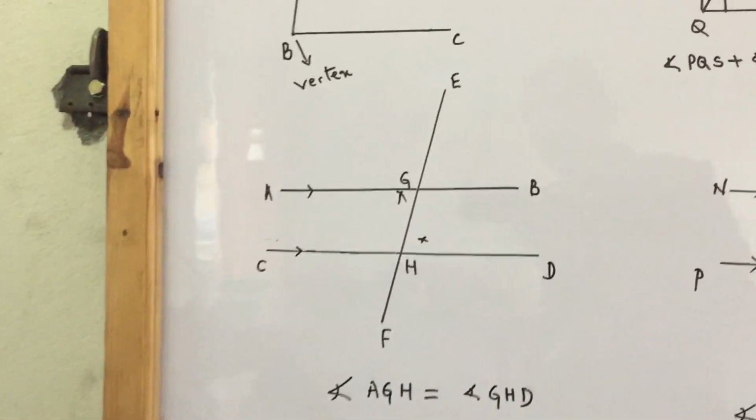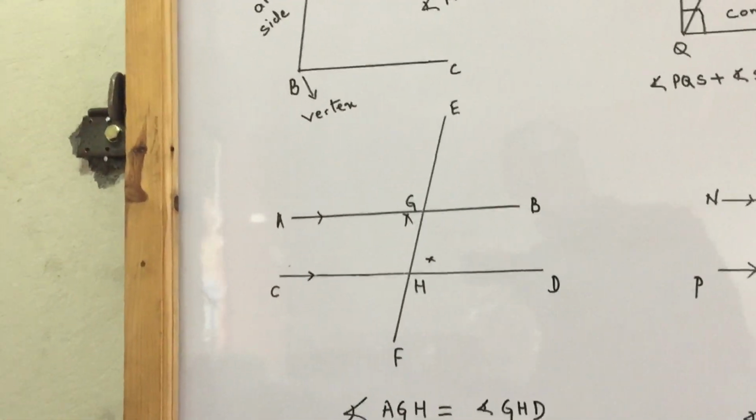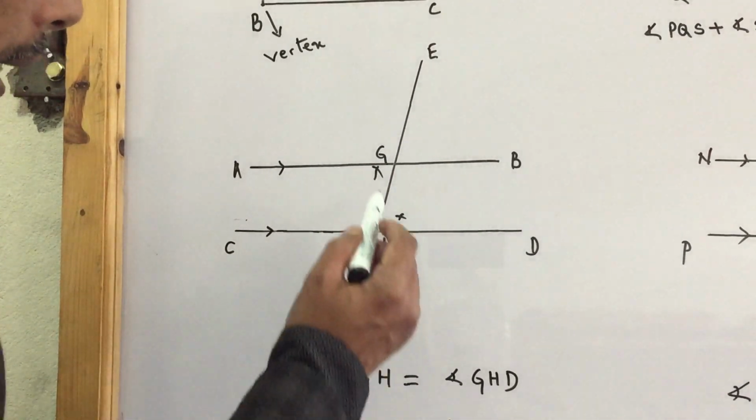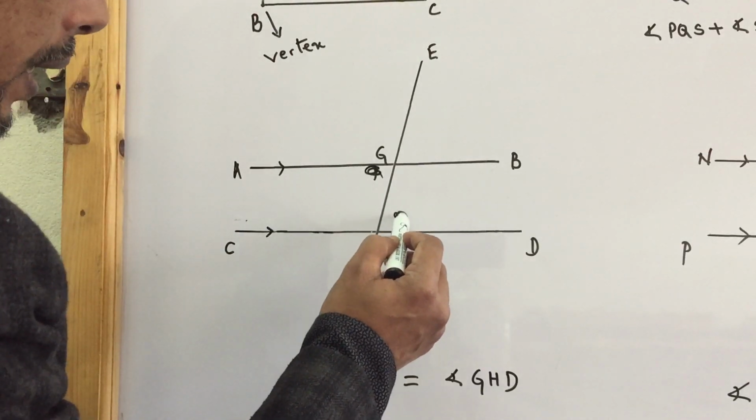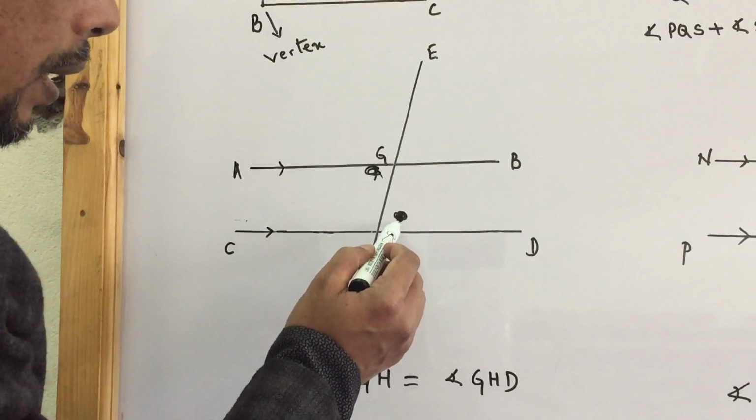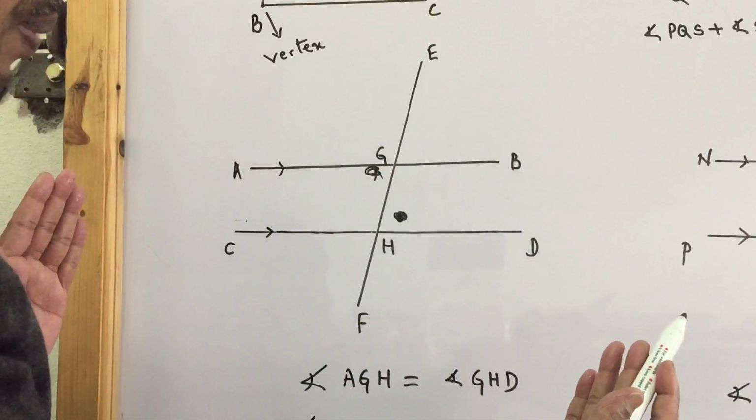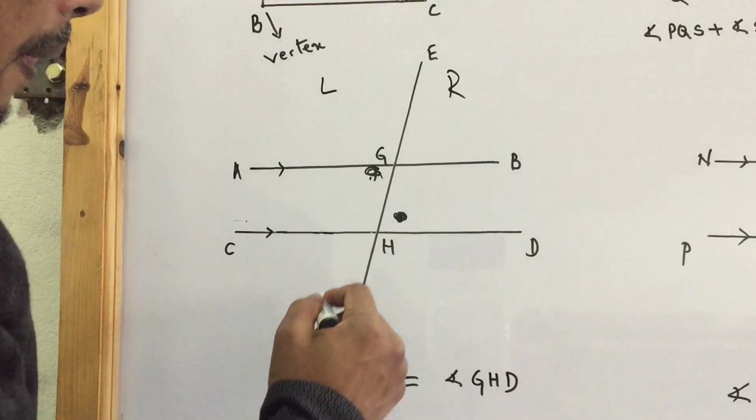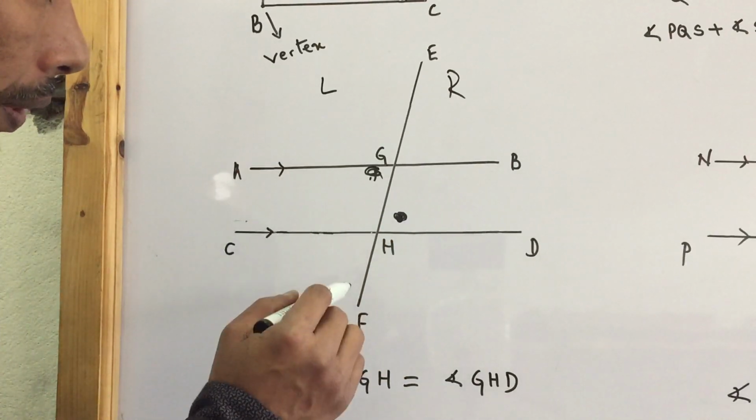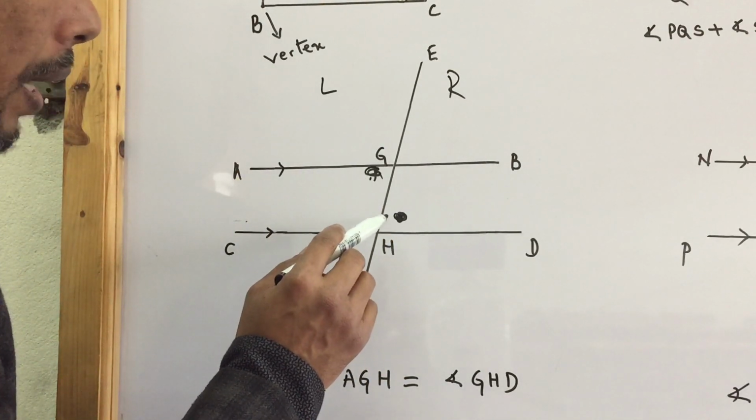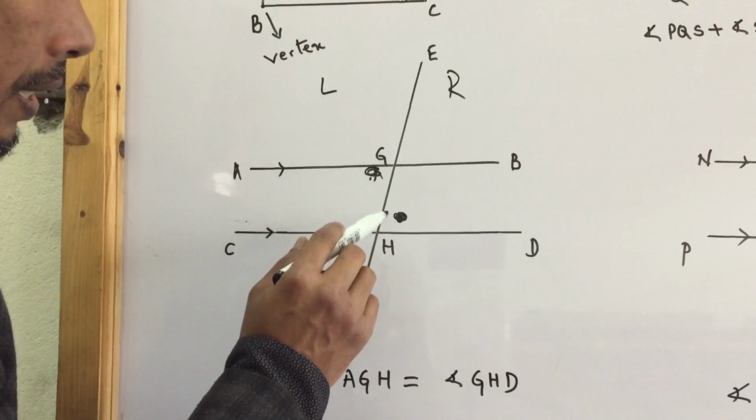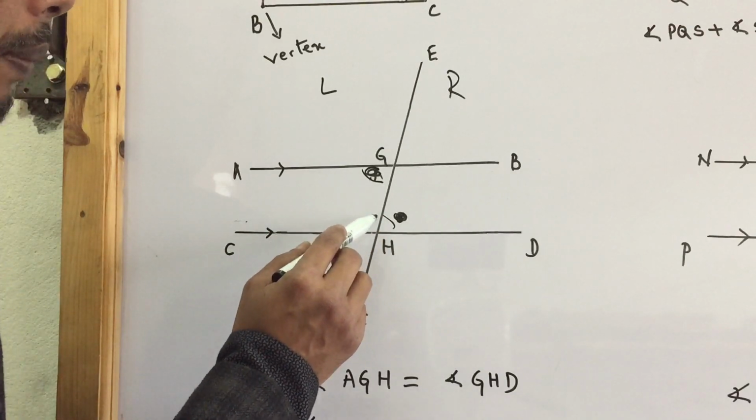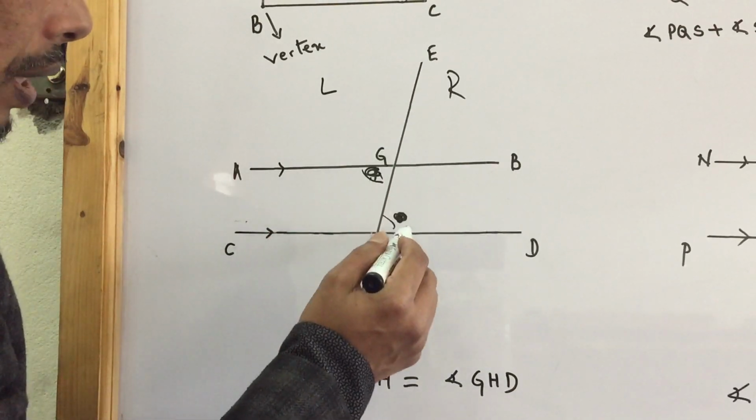Now AGH, that is this angle, and GHD, this angle. They are both inside the parallel lines, but on either side of the transversal. That means this angle is on the left hand side and this angle is on the right hand side. So these two angles are alternate angles, but another thing to keep in mind is on either side and not adjacent. This angle and this angle have a common arm, but the vertex is different, so they are not adjacent.